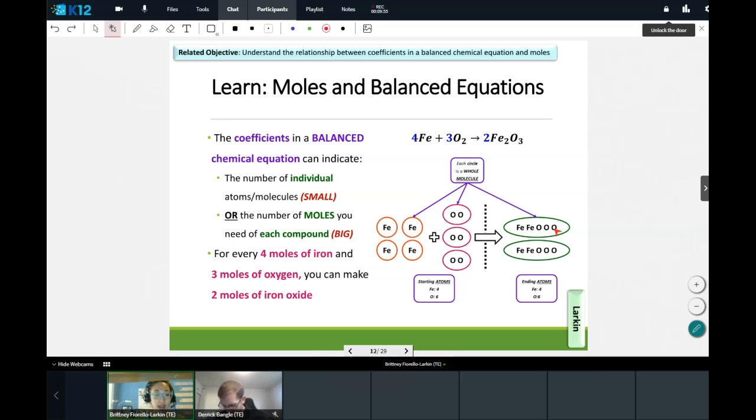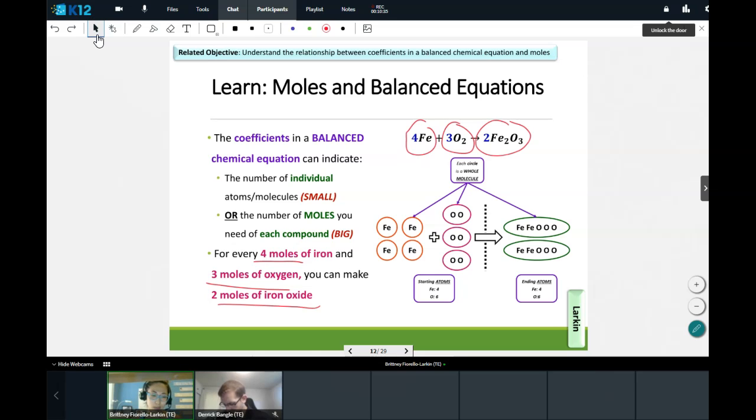Great. Now, on the other hand, we can also scale this up and use it to talk about moles. Instead of talking about individual atoms or molecules, we can talk about entire moles. And moles, again, are really big. They are a ginormous amount of atoms, and that's an amount that you and I can actually see. So I could say that for every 4 moles of iron, which you can see up here, I have 3 moles of O2, and with every 4 moles of iron and 3 moles of O2, I can make 2 moles of iron oxide. Now this is an actual useful amount because I can see 4 moles of iron, I can see 2 moles of iron oxide.